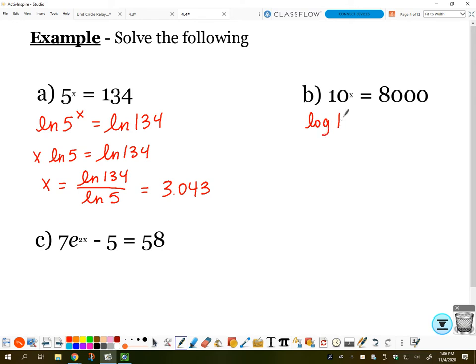So if I do log of 10 to the x equals log of 8,000, then log base 10 of 10 cancel, and I just have x equals log of 8,000. If you did log on this one instead of ln, it wouldn't have canceled, and you still would have followed the exact same process. So over here, I just chose log because it was a base of 10. It doesn't honestly matter. All right, so we do log of 8,000. You get 3.903.